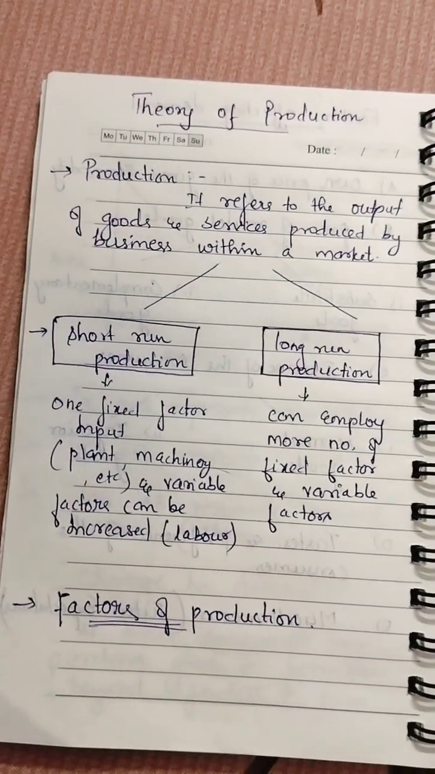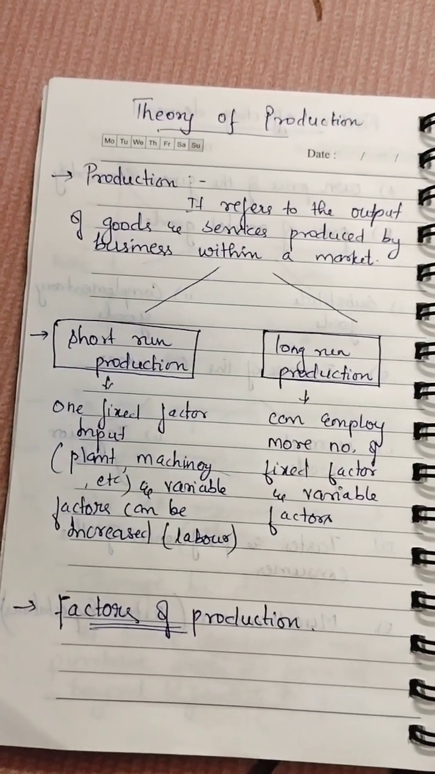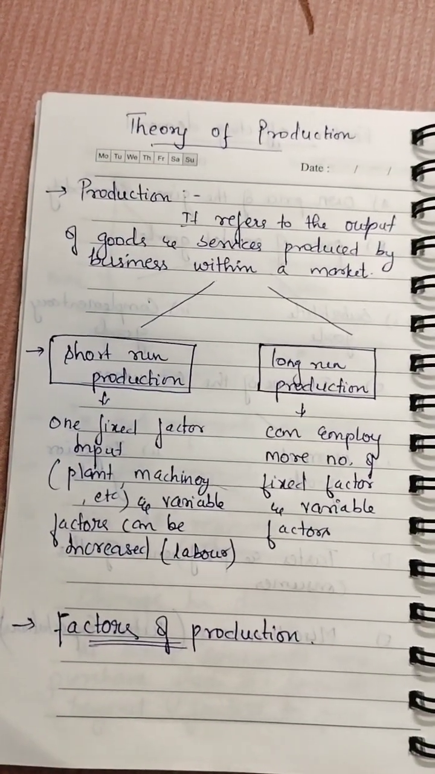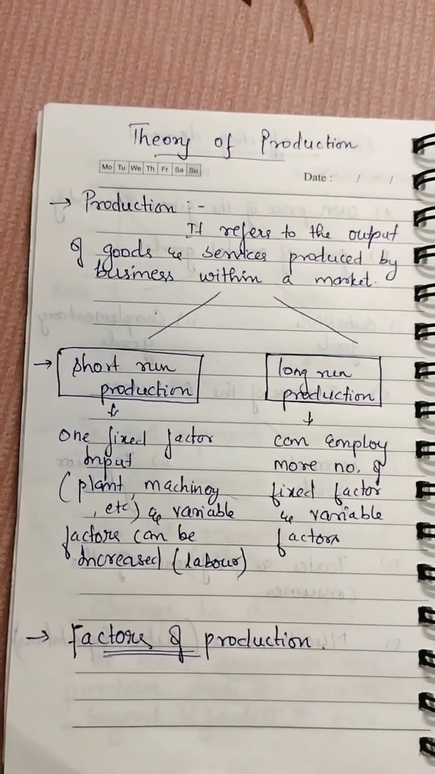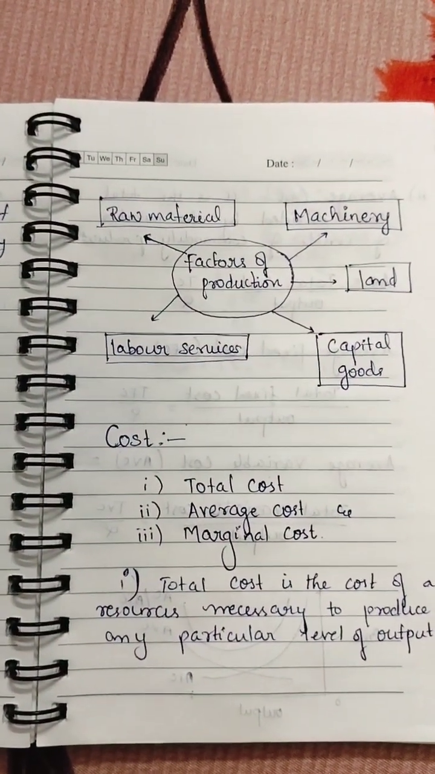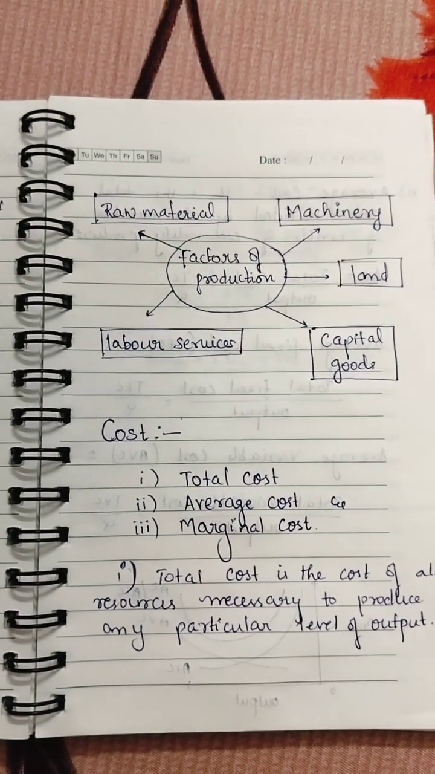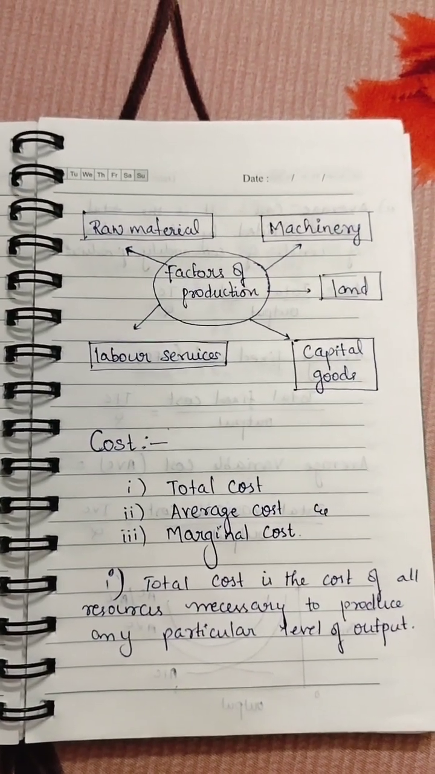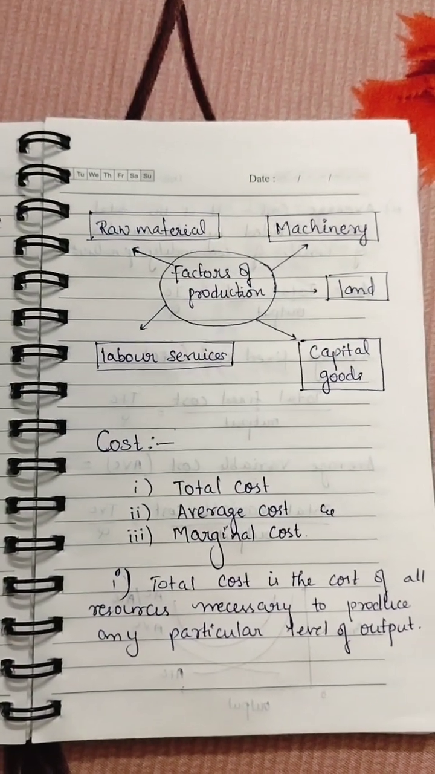In case of long run production, the labor, raw material or plant and machinery can be increased or decreased. That is, the fixed inputs and variable inputs can be changed. So for factors of production, we have 5 factors: raw materials, machinery, land, capital goods and labor services. All these 5 are necessary to produce a commodity. These 5 factors of production play a vital role to produce a commodity.